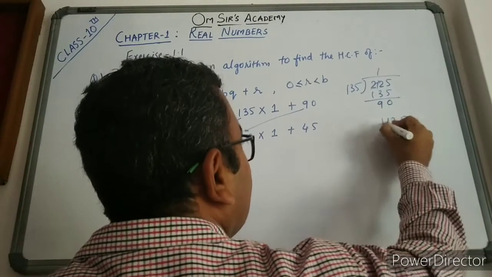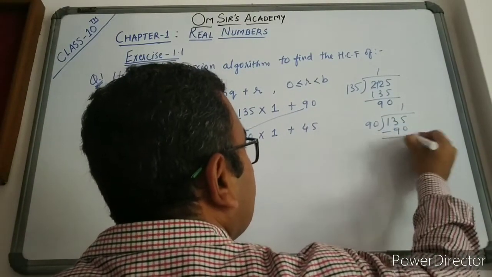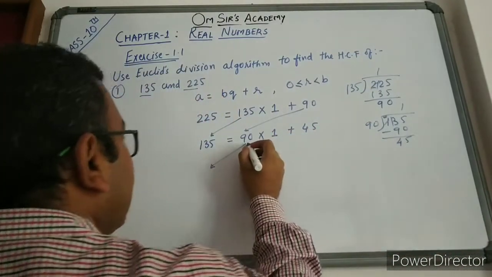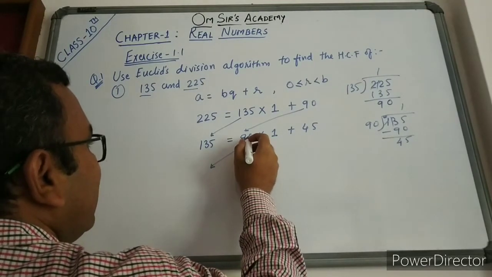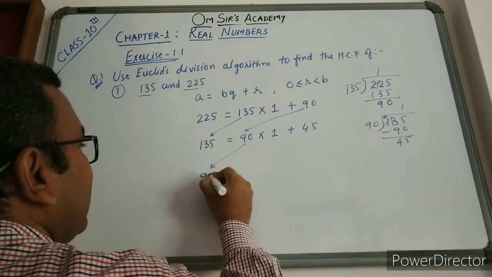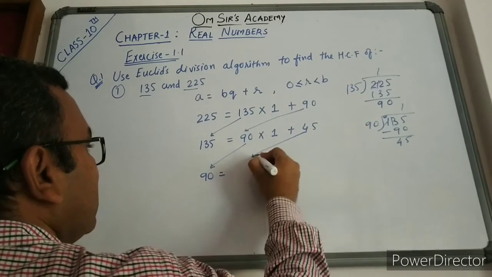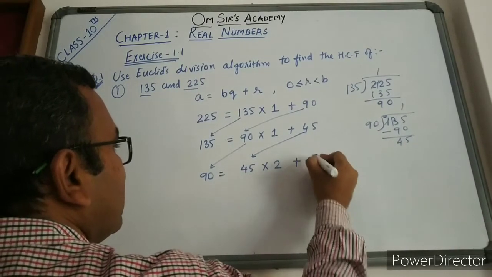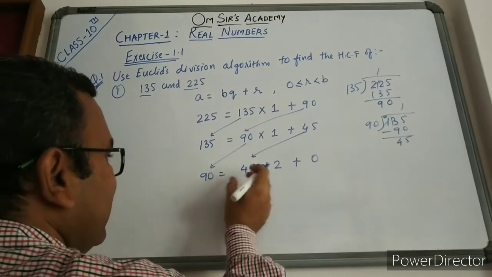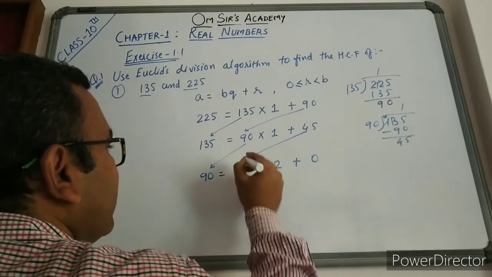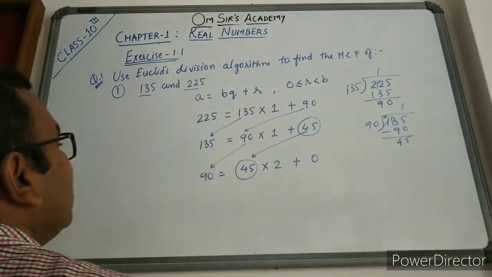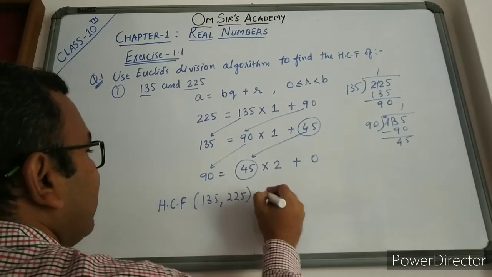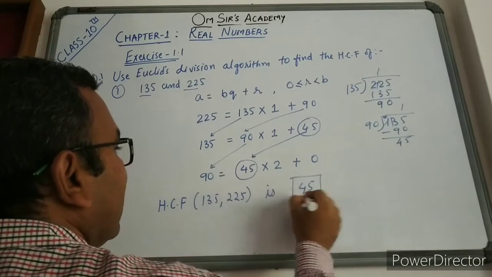I am doing here 135 divided by 90. 90 ones are 90, 135 minus 90 is 45, so 45 is the remainder. In the third step, this 90, that is the B in the second step, will become your A, and the remainder in the second step will become your B, that is 45. So 90 equals 45 into 2 plus 0. 45 twos are 90, that is exactly divisible, so the remainder left will be 0. So here 45 will be your HCF. So the HCF of 135 and 225 is 45.